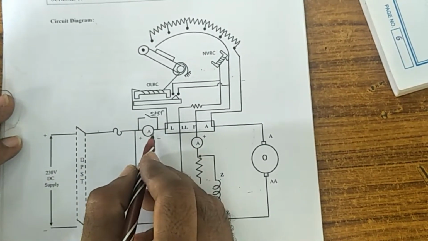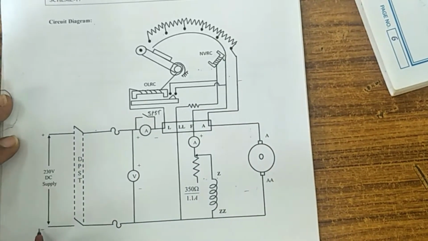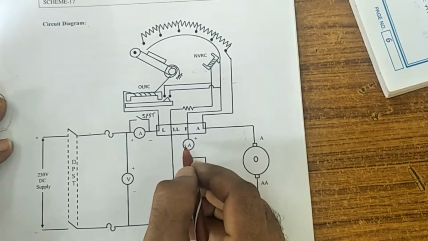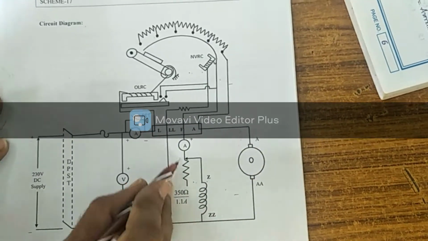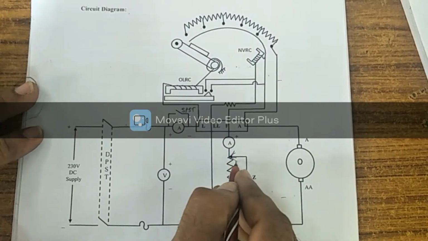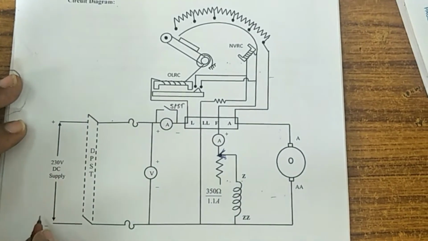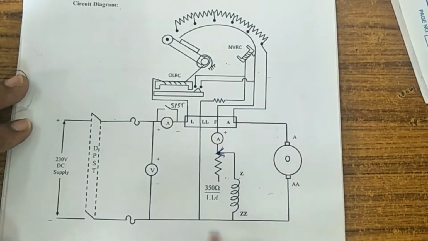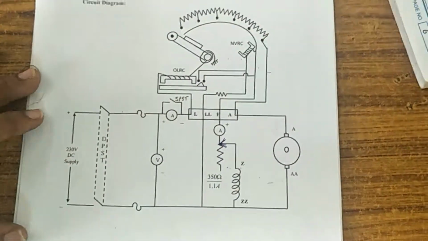The other end of this ammeter and SPST switch are connected to L, then LL is connected to the negative. F is connected to the positive terminal of the field ammeter, and the negative terminal is connected to the starting terminal of this field rheostat. And the variable point, see here, this is the variable point. This variable point is connected to Z, and ZZ is connected to negative. Again AA is connected to negative, and the voltmeter's other end is connected to negative. So these are the connections of the circuit diagram for the Swinburne test.